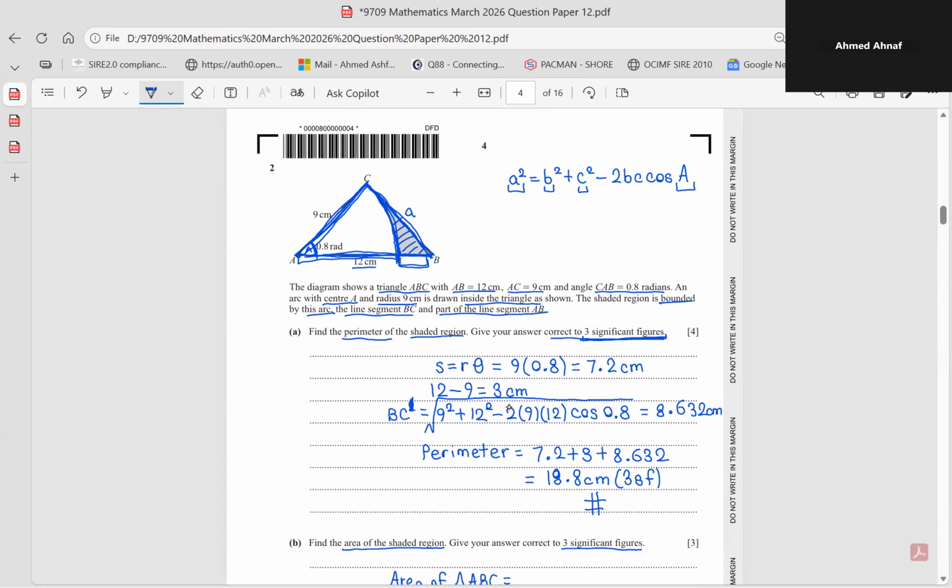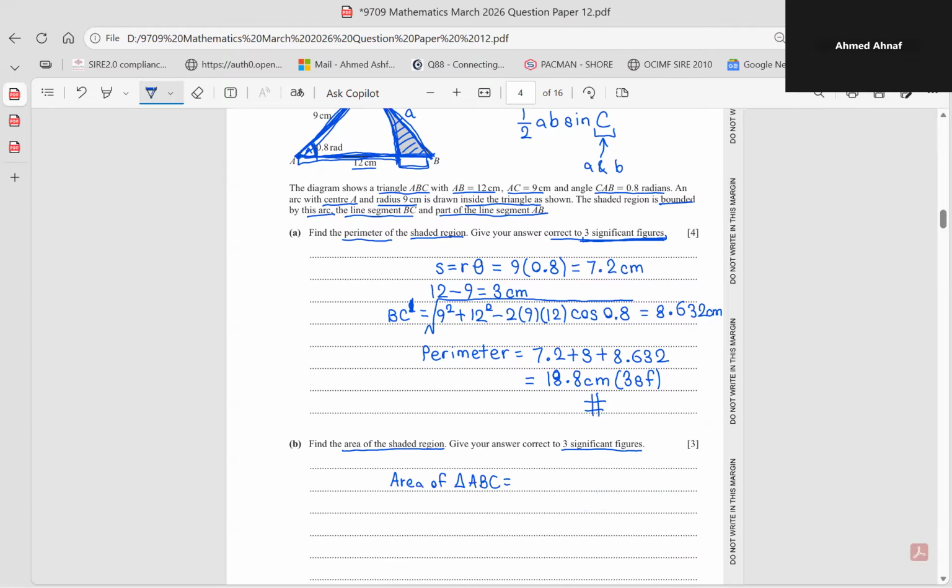So one way to find the area of a triangle like this is to use the formula half ab sine C. And the condition to use this formula is that this angle C has to be between a and b, okay? So sides a and b should be surrounding angle C. And we have the perfect setup for this in the diagram given to us. The sides AC and AB are surrounding the angle CAB, which is 0.8. So that's perfect. So let's use it.